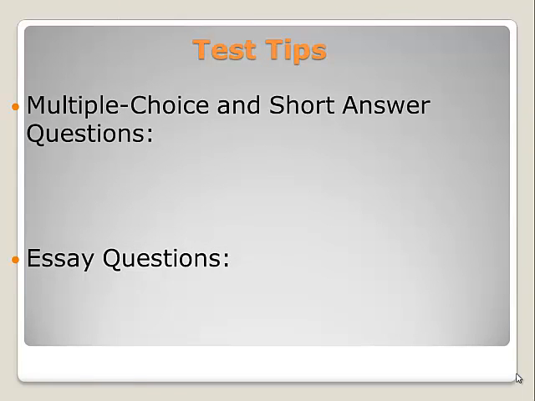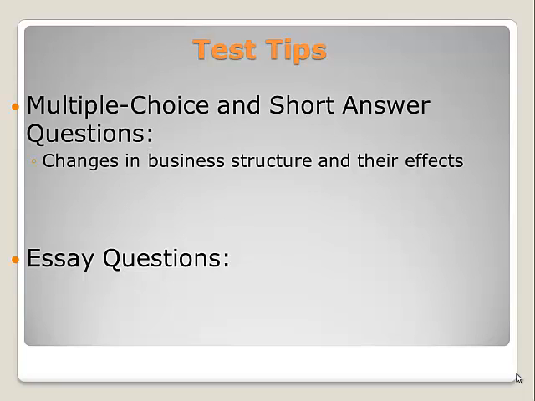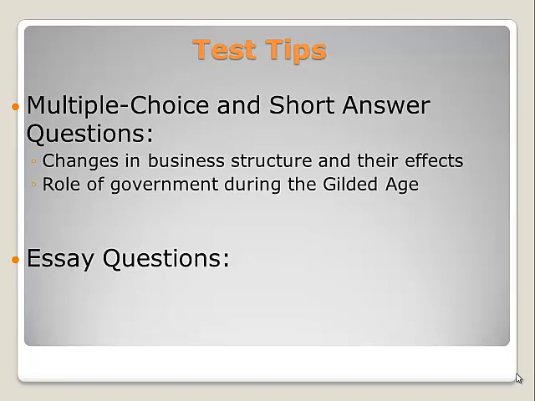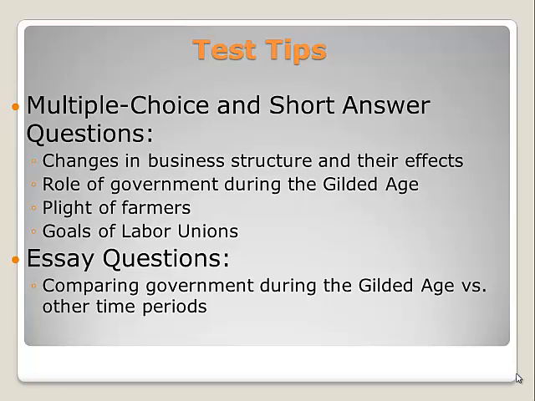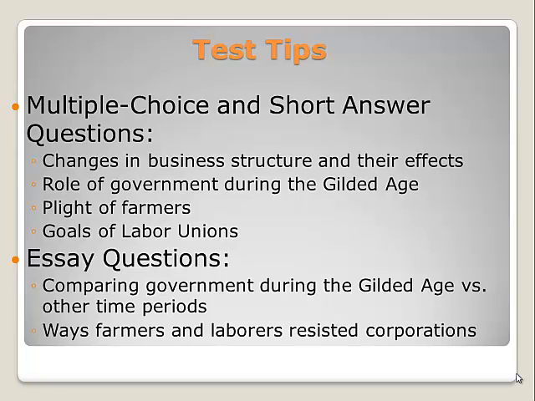All right, let's go over some test tips for multiple choice and short answer. Be able to describe changes in business structure and their effects, the growth of monopolies and such, the role of government during the Gilded Age, and the plight of farmers, talking about the populists. And finally, the goals of labor unions. Why were they formed and what were their goals? For essay questions, comparing the government during the Gilded Age versus other time periods, maybe the Progressive Era, maybe the New Deal, could go across time periods, and ways that farmers and laborers resisted corporations. That's talking about the Grange, the formation of the Grange, the formation of labor unions.